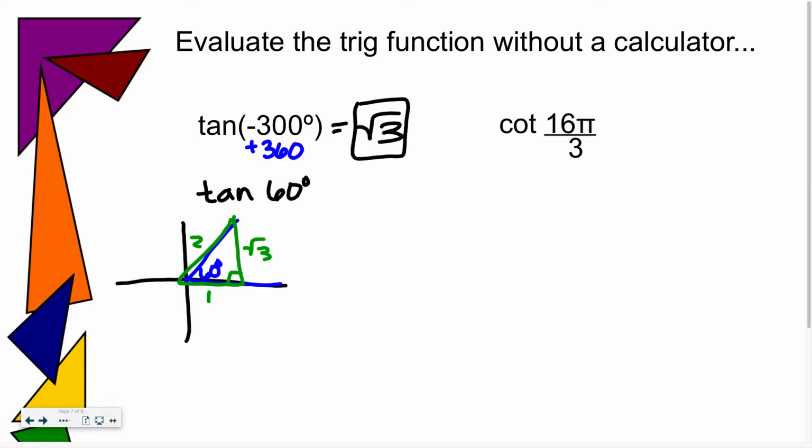How many did you look back? Every 2 pi is a revolution. So 6 pi over 3 is one revolution, and 12 pi over 3 is 2 revolutions. And then 4 pi over 3.